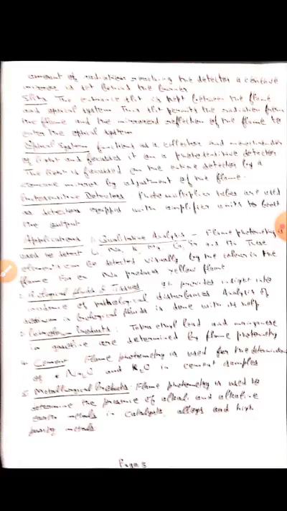Another important application of flame photometry is in metallurgy. Flame photometry is used to determine the presence of alkali and alkaline earth metals in catalysts, alloys, and high purity metals. Thank you.